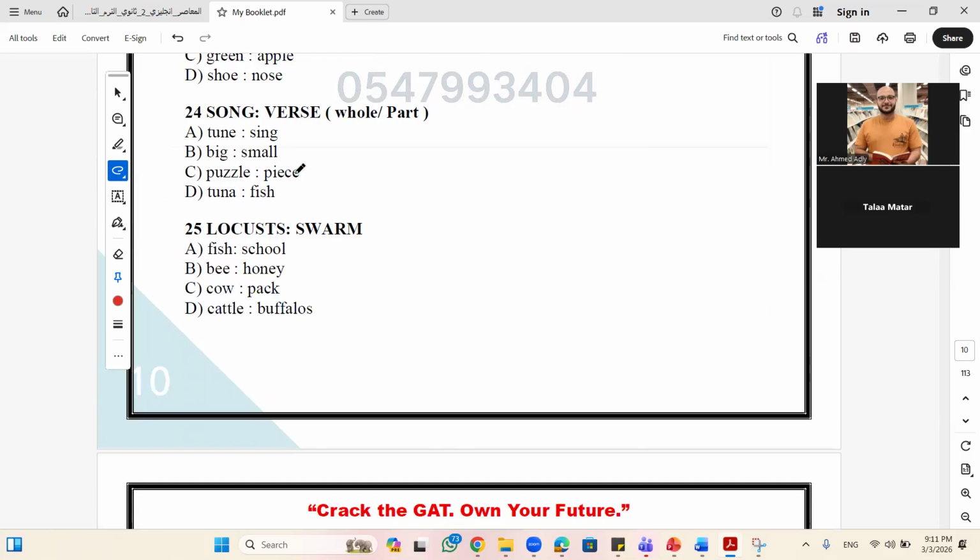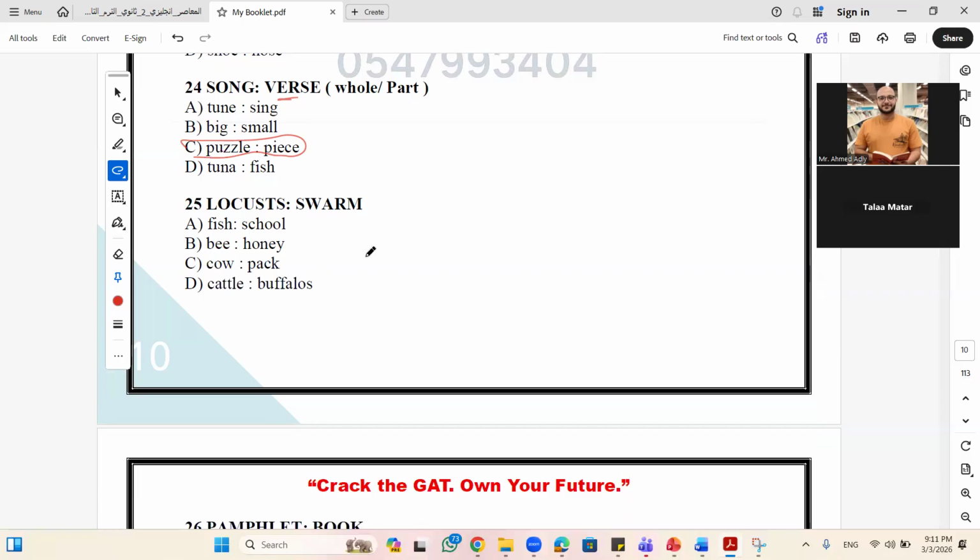Song and verse. Puzzle and piece. That's a good thing here. A verse is part of a song, like a piece is part of a puzzle. Locusts and swarm. By the way, this is a group. Yeah, it's gonna be fish and school. Yeah, fish in school.